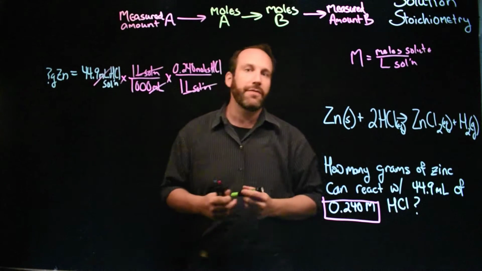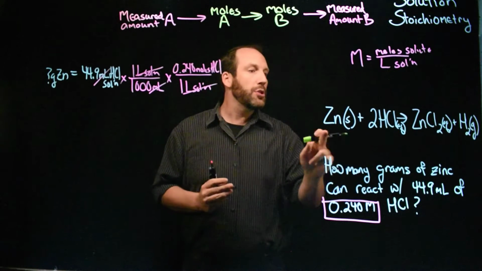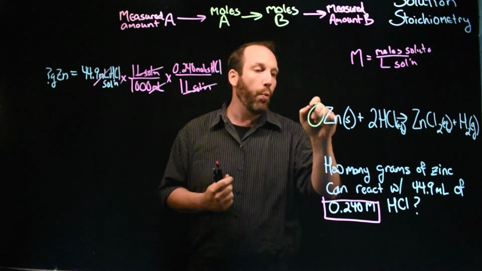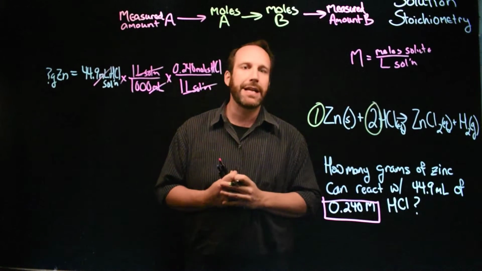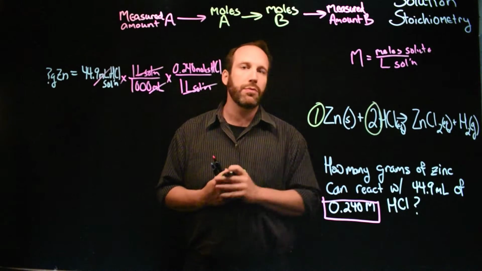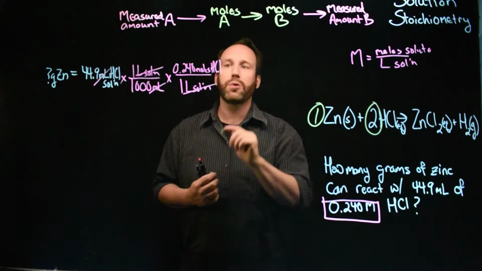Our next step is to convert from moles of A to moles of B. To do that, we look at the balanced chemical equation, and what we see is that there's a 1 in front of zinc and a 2 in front of HCl. So it takes 2 moles of HCl to react with 1 mole of zinc. That's our mole to mole conversion here.